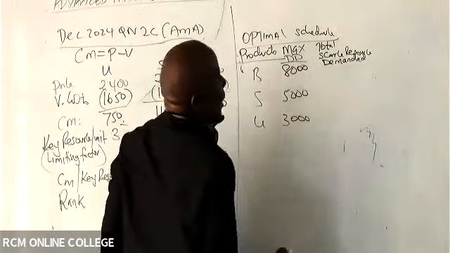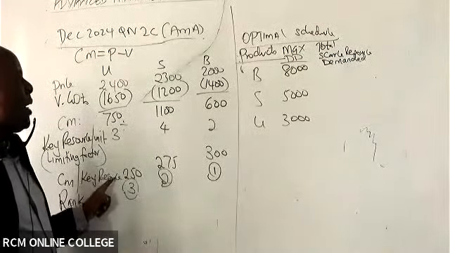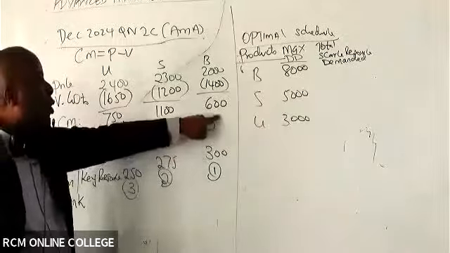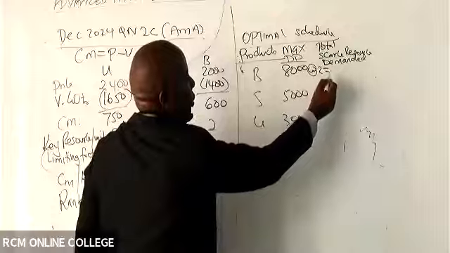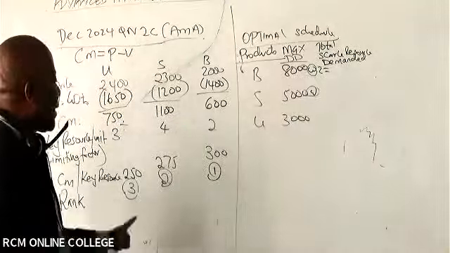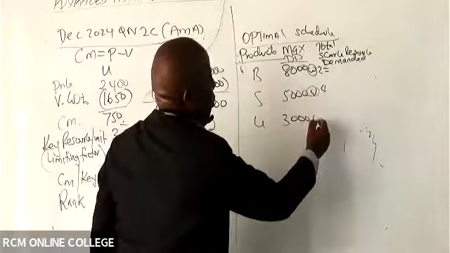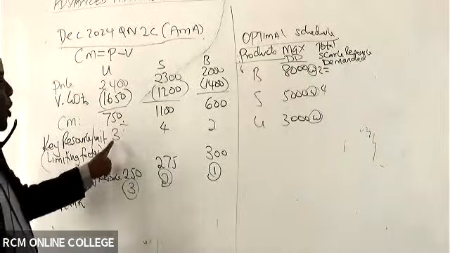Total scarce resources demanded. And these scarce resources were labor. We know that for B, labor hours are 2. This is S, and in this case labor hours are 4. And then we have U, the labor hours for U are 3.